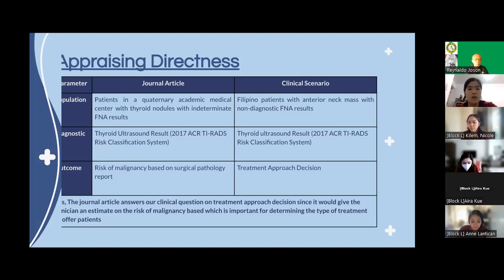So the journal article was able to answer our clinical question on the treatment approach decision, since it would give the clinician an estimate of the risk of malignancy, which is important for determining the type of treatment to offer to the patient. Next slide.